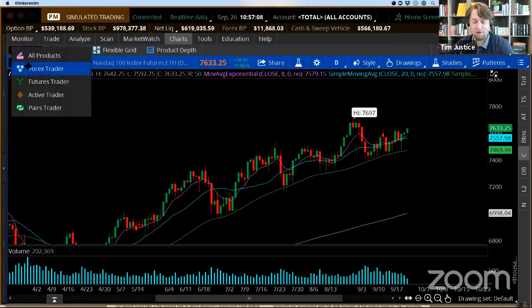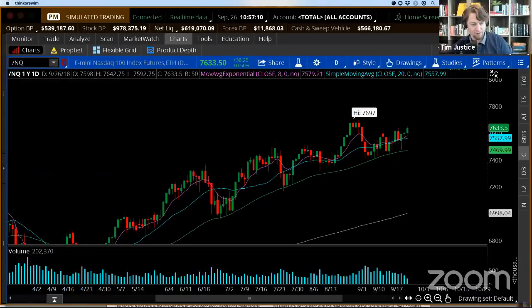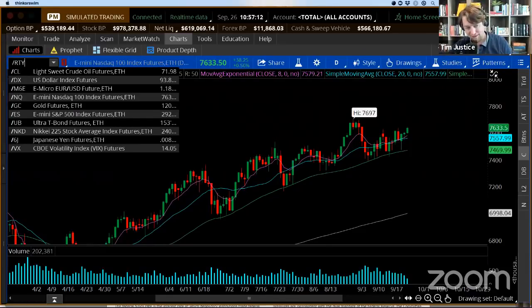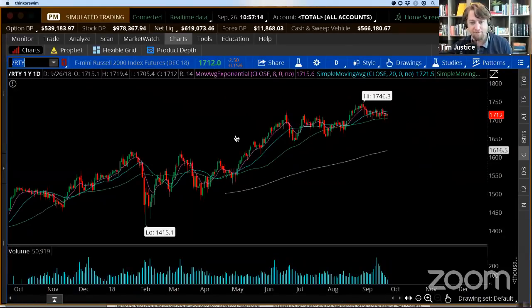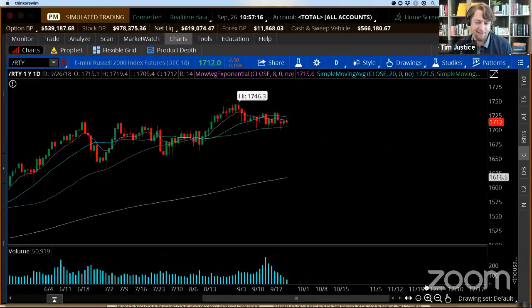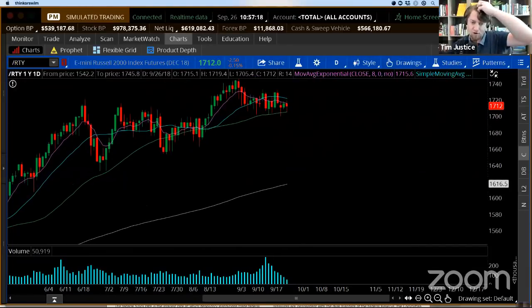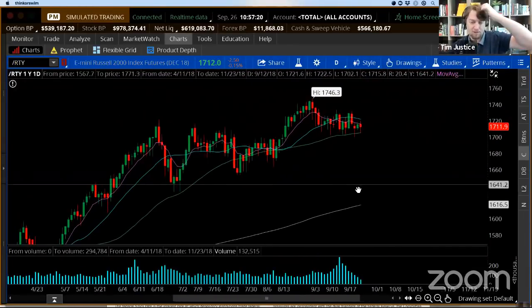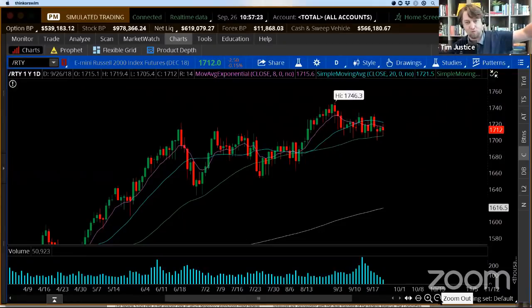Last but not least, the RTY, which is small caps. And actually, small caps had shown a little bit of strength yesterday, a little bit of weakness here today on a relative basis. They're down 2 points, but flat. Here's the thing with this chart. To me, it's much more complex than the other ones. The other ones are strong, and this one is more neutral, but yet still in a long-term uptrend.